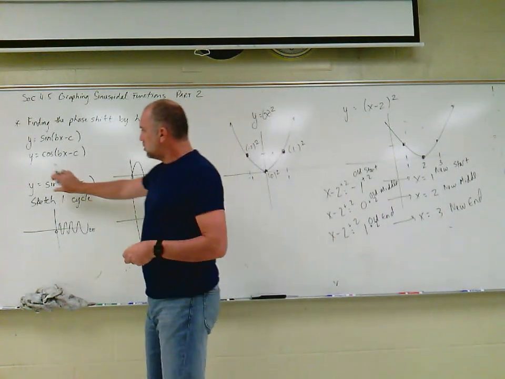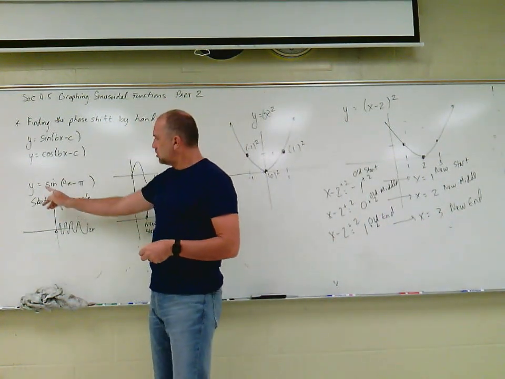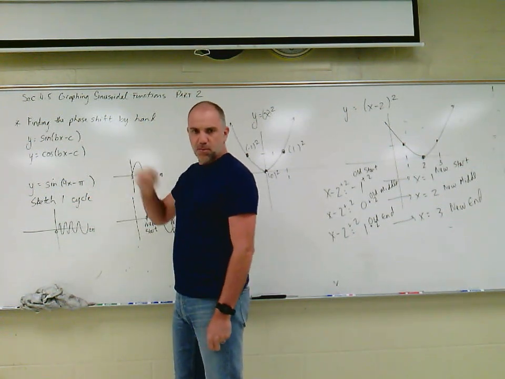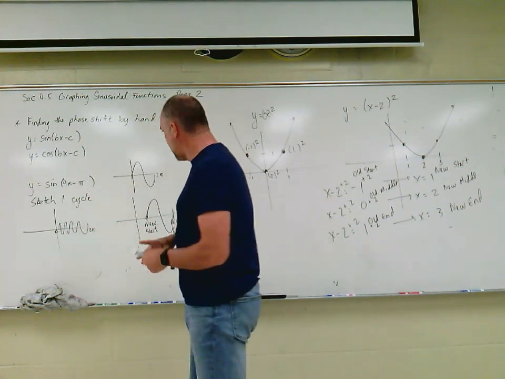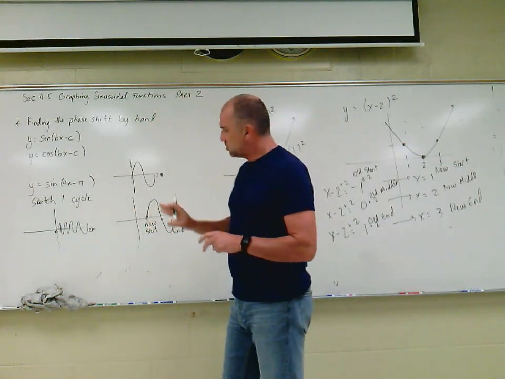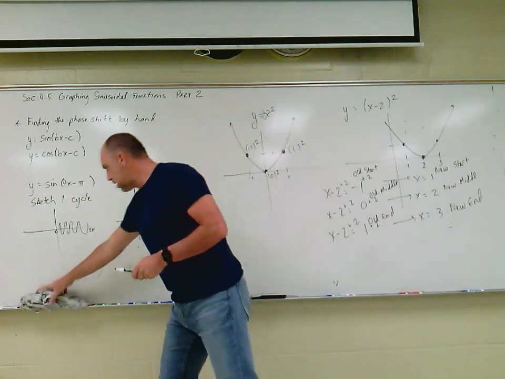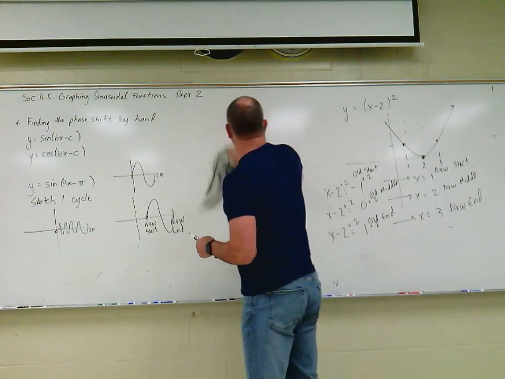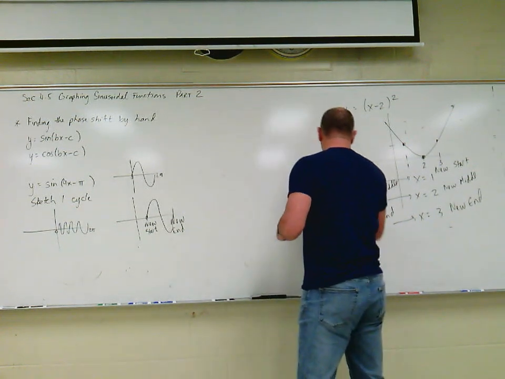Notice nothing changes with the amplitude because the coefficient is 1, so the amplitude is still 1, and I did not put a vertical shift. So now let's look at the sine function. Okay, so for the sine graph, the original start is at 0.